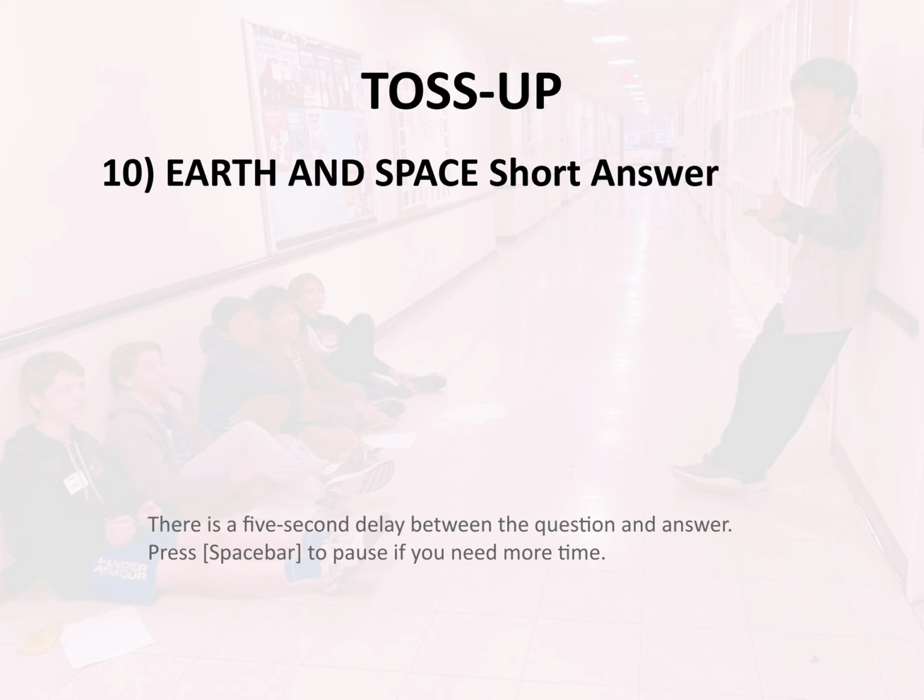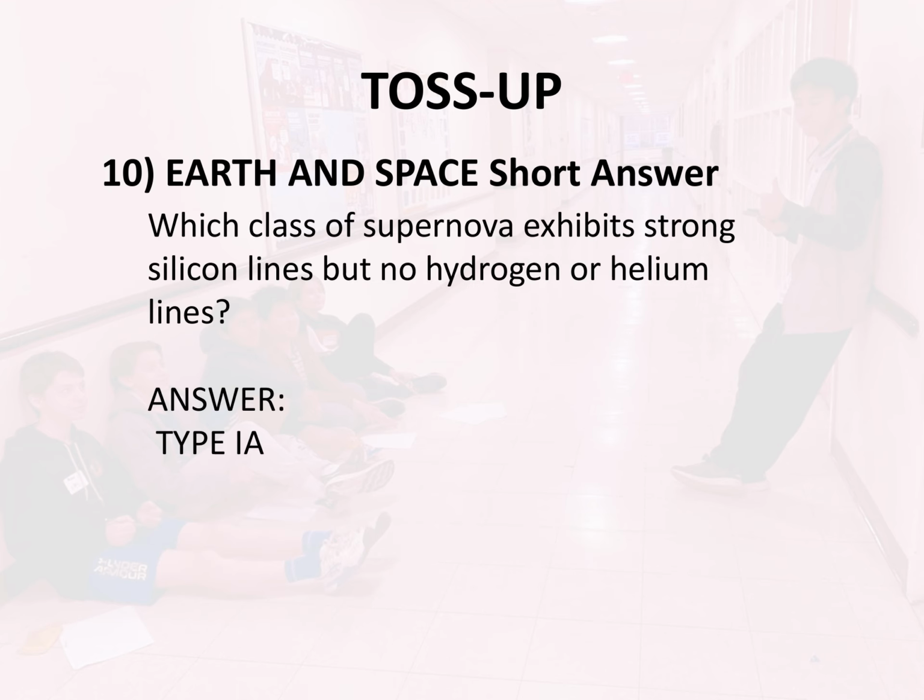Toss-up 10. Earth and space. Short answer. Which class of supernova exhibits strong silicon lines but no hydrogen or helium lines? Answer: Type Ia.